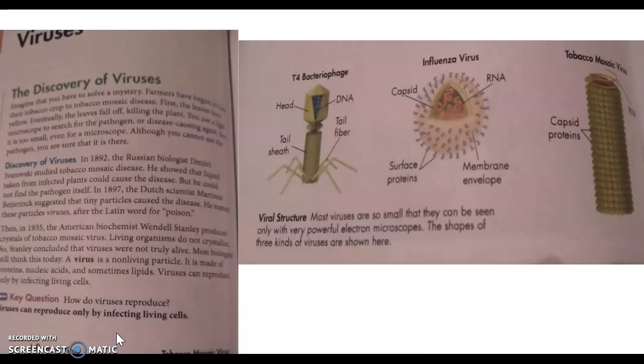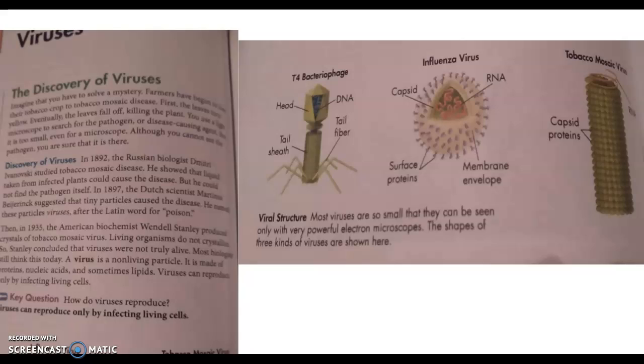Imagine that you have to solve a mystery. Farmers have begun to lose their tobacco crop to tobacco mosaic disease. First, the leaves turn yellow. Eventually, the leaves fall off, killing the plant. You use a light microscope to search for the pathogen or disease-causing agent, but it's too small, even for a microscope. Although you cannot see the pathogen, you are sure that it is there.